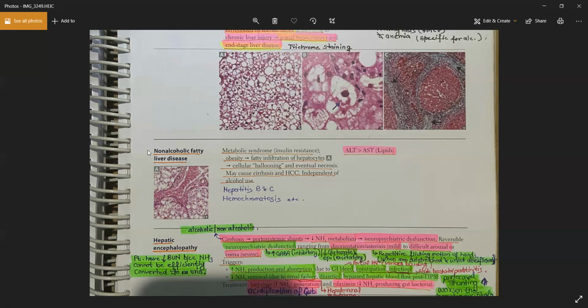So this non-alcoholic fatty liver disease is only seen in obese people with metabolic syndrome. Does anyone remember the features of metabolic syndrome? Hyperlipidemia, insulin resistance and diabetes, hypertension. Hypertension, yes. And central obesity, right? Central obesity.